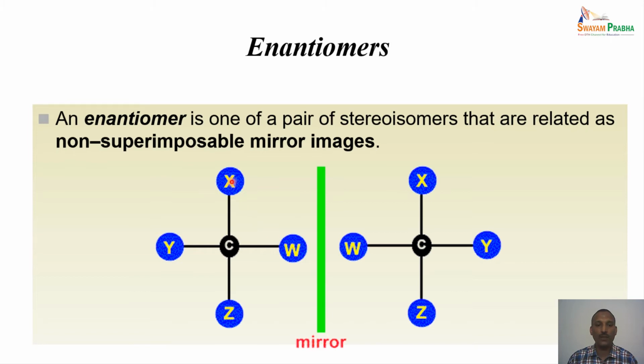So here we have X, Y, Z, W. So we have 4 different groups. Here also, if we look at the right hand side one, this is exactly the mirror image of the left hand side one. So if we try to superimpose these two, they are non-superimposable, but they are mirror images. So any non-superimposable mirror images are called enantiomers.